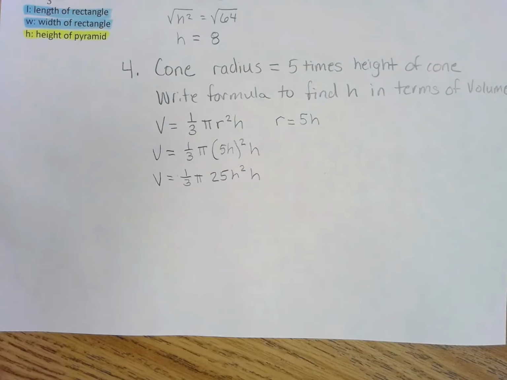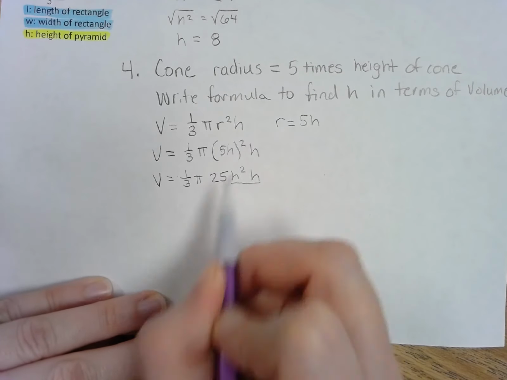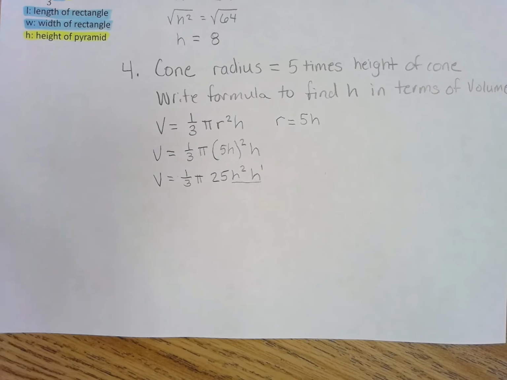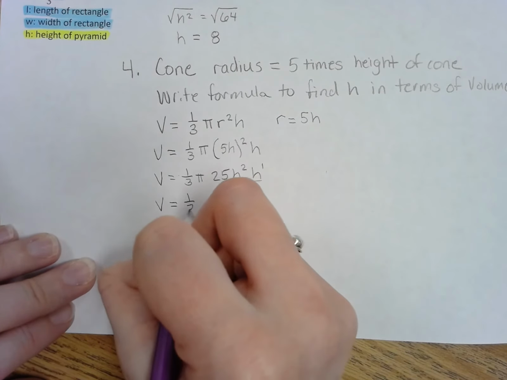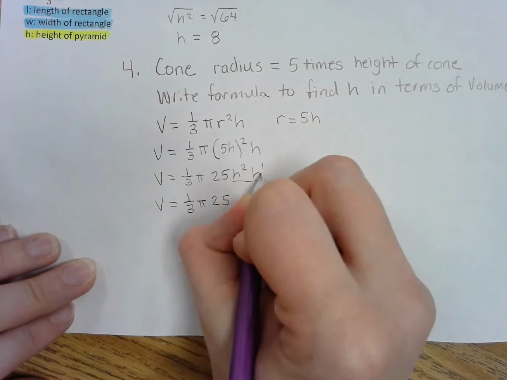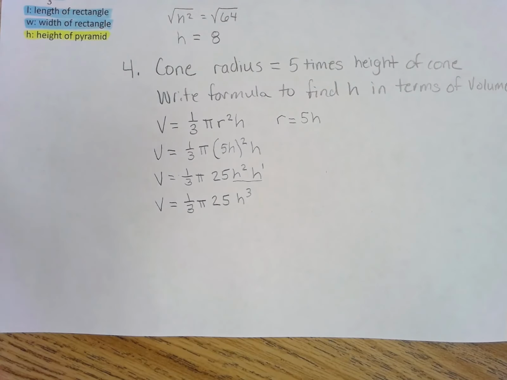So right now we're just simplifying and cleaning things up. Because we are doing that, we can also put these h's together. There are 2 h's there and 1, if you need to write in your exponent, so we can add and put those together. So volume equals 1/3 pi times 25, h squared and h cubed. So right now all we've done is plug in our radius of 5h and simplify what we had once we plugged that in.